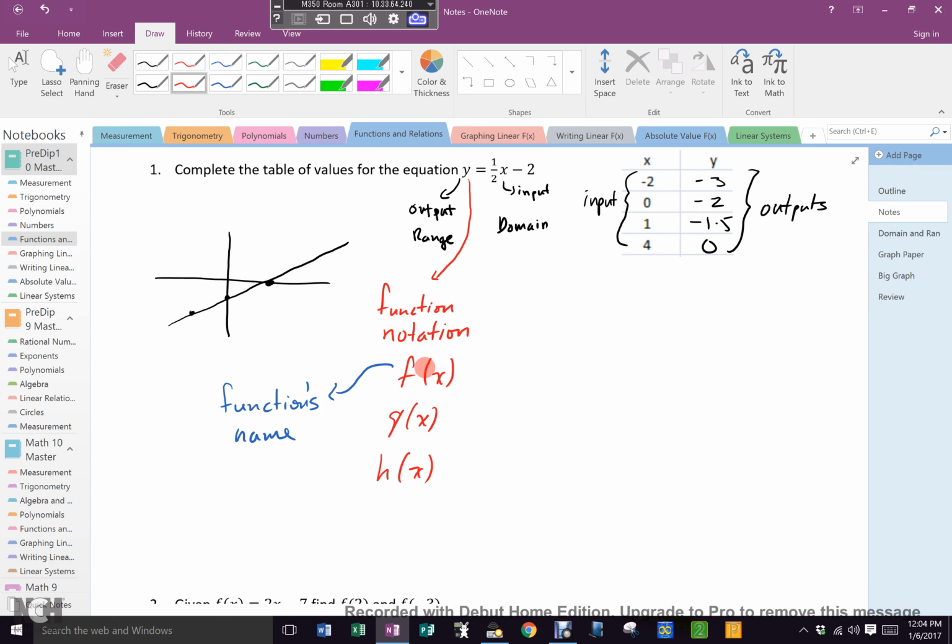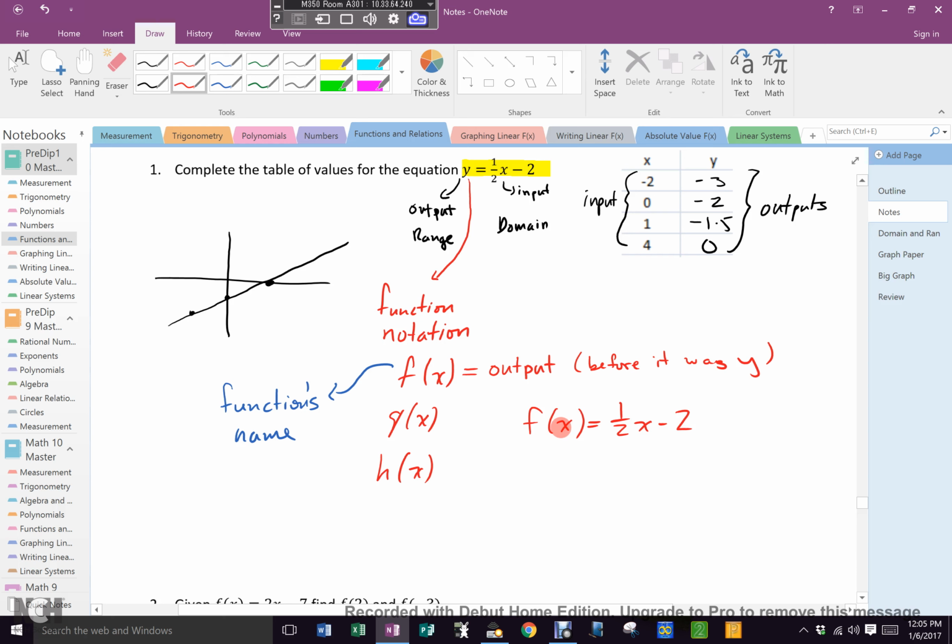Everybody understand? So that means the f(x) becomes my output. What was my output before? Before, it was y. Now it's f(x). So this question here, because we're in grade 10, we are going to write as f(x) equals 1/2 x minus 2. Okay? That's the only thing that changes. It looks different, but it's just changing looks.